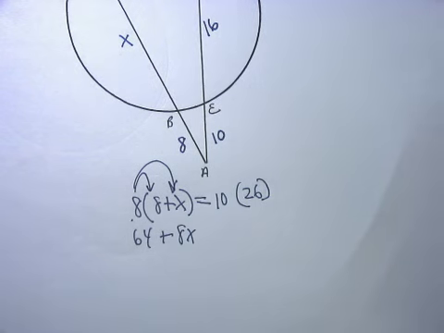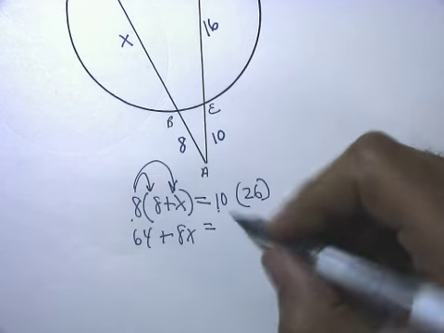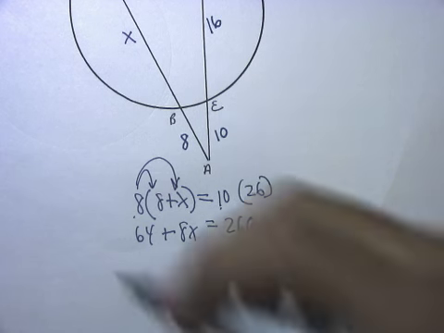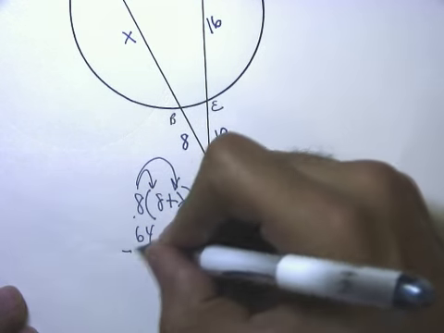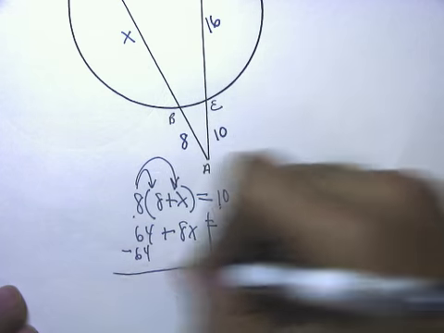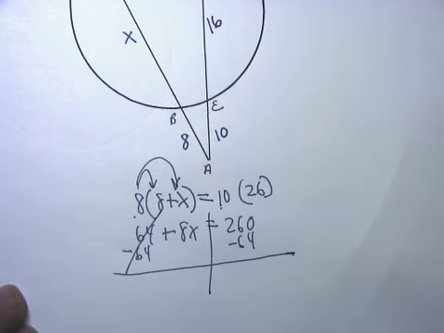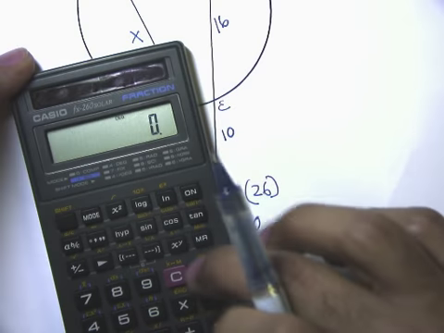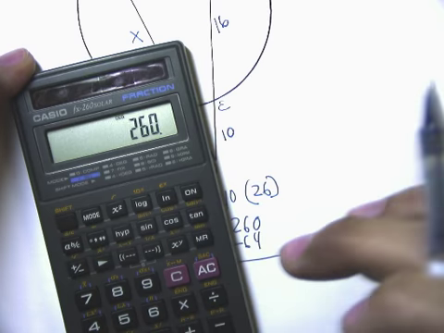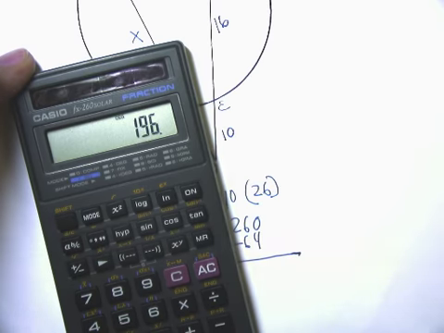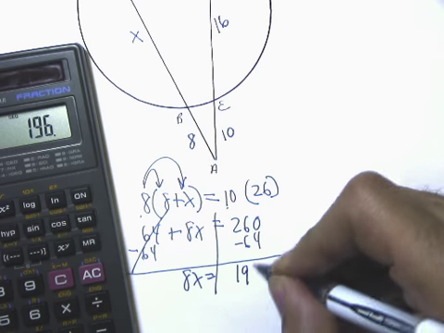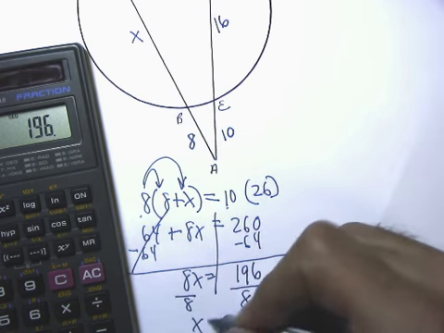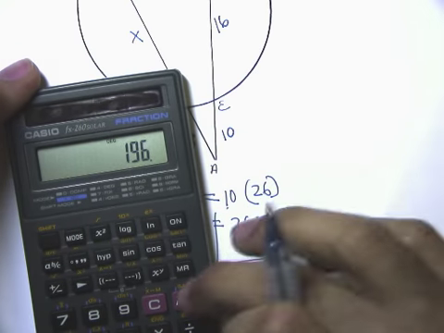So I'm going to distribute the 8 there and the 8 there. 8 times 8 is 64, plus 8 times x is 8x, is equal to 10 times 26 is 260. Now I have an algebraic equation, so what I'm going to do here is I'm going to subtract 64 from both sides. These are going to cancel out. 8x is equal to 260 minus 64. It's going to give me 196.